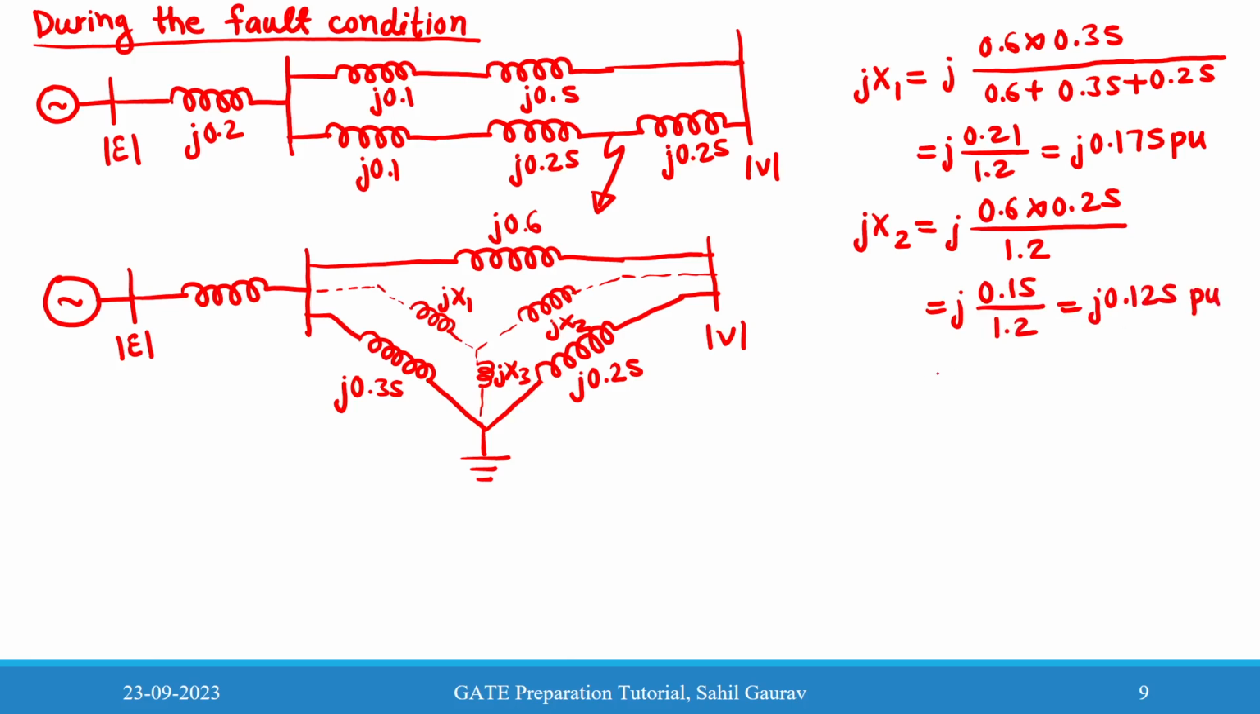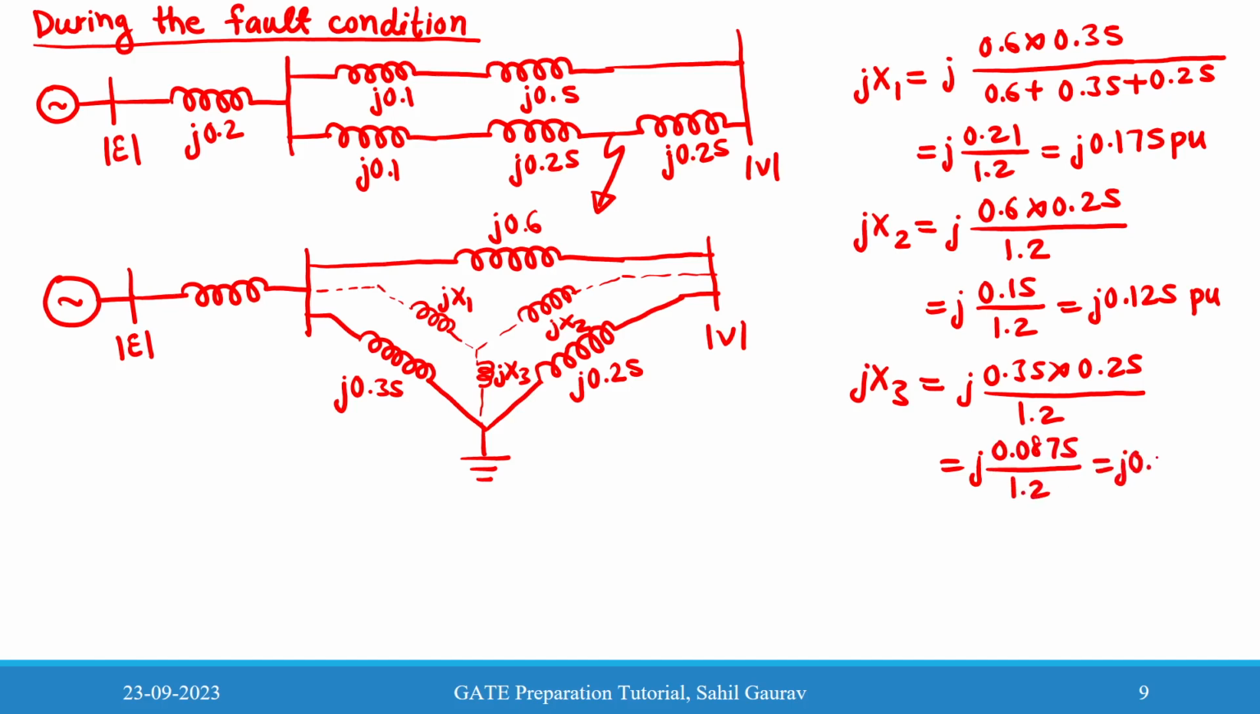And similarly jx3, x3 is between the 0.35 and 0.25, divided by 1.2. So 0.0875 divided by 1.2, so it will be j0.0729 per unit. And this is j0.2.